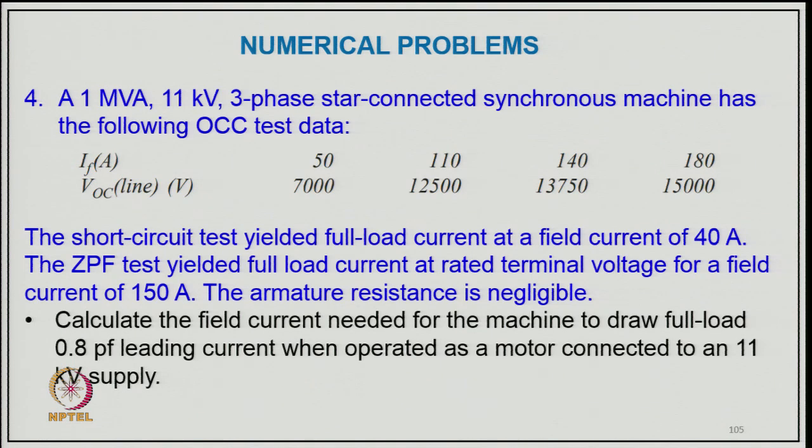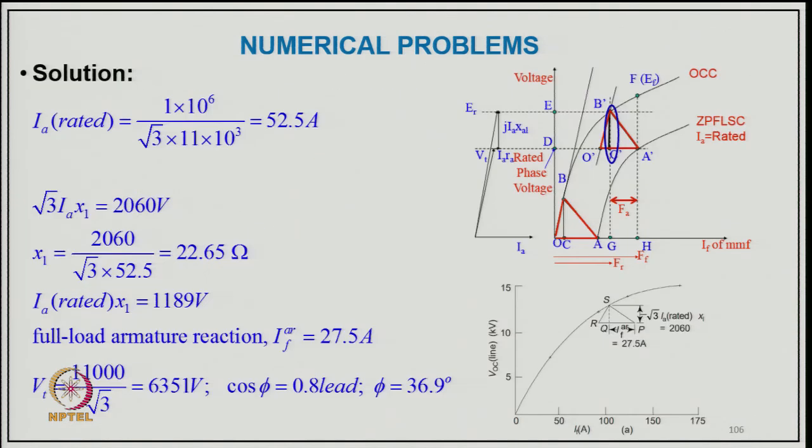So, coming to example 4, a 1 MVA 11 kV 3 phase star connected synchronous machine has the following OCC. So, I_F versus V_OC is given here. The short circuit test yielded full load current at a field current of 40 ampere and the 0 power factor test yielded full load current at rated terminal voltage for a field current of 150 ampere. The armature resistance is negligible. Calculate the field current needed for the machine to drive full load at 0.8 leading power factor when operated as a motor connected to 11 kV supply.